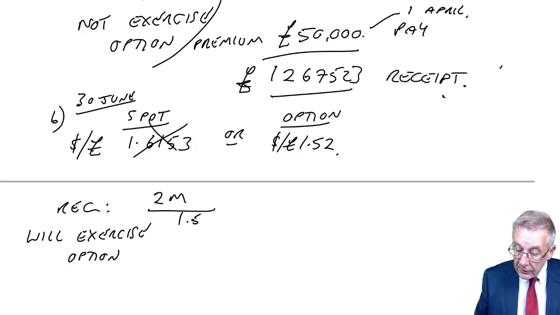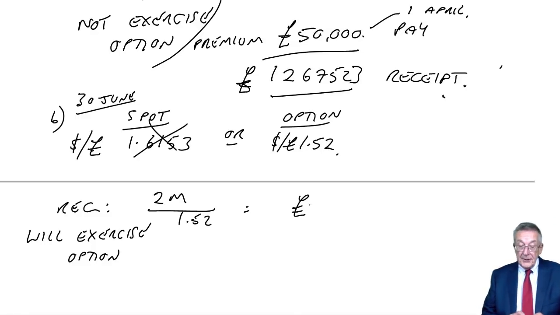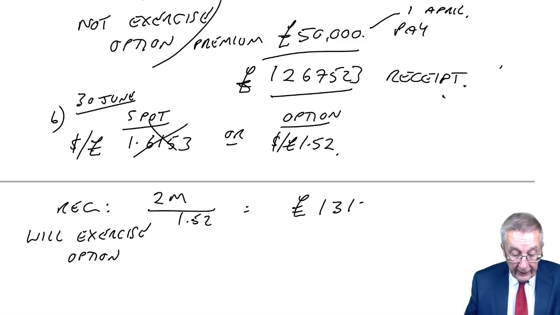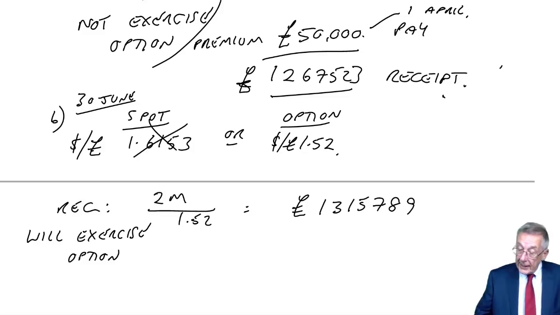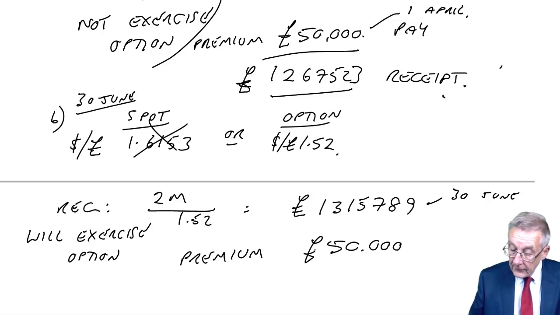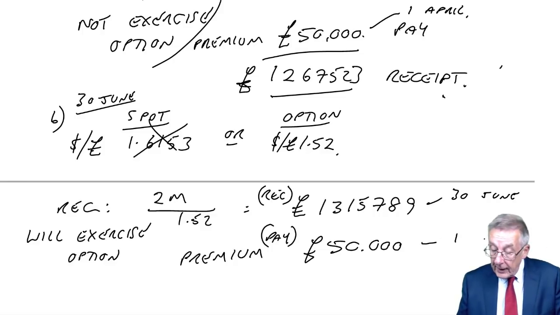We'll convert at the option rate, the exercise price of 1.52, and as a result we'll receive 1,315,789. That's what we'll receive on the 30th of June. But again, the premium will still have been payable, 50,000. So that's a receipt. The premium's always a payment. You pay for the option. And that will have been on the 1st of April.